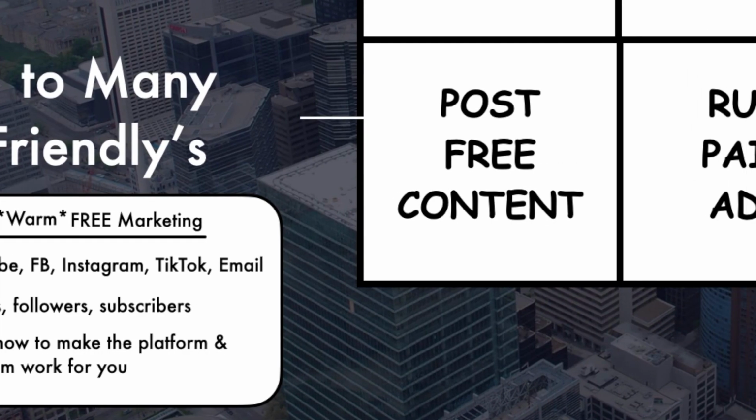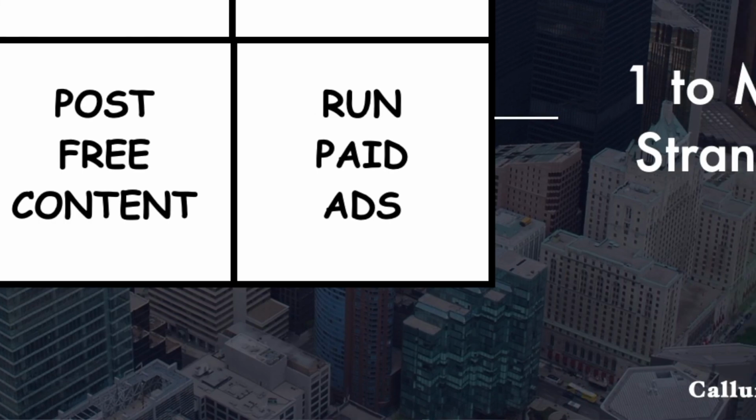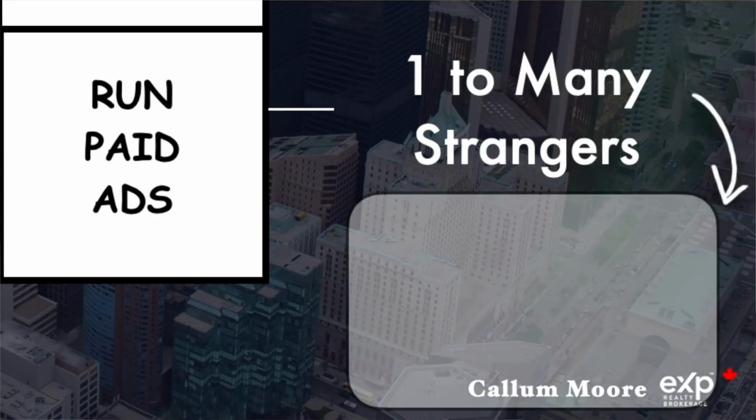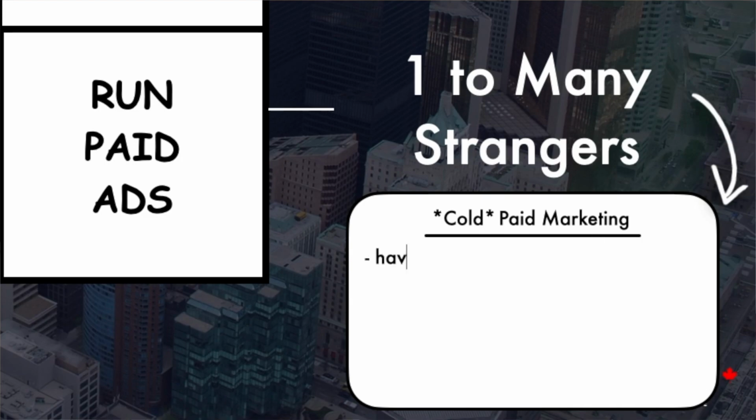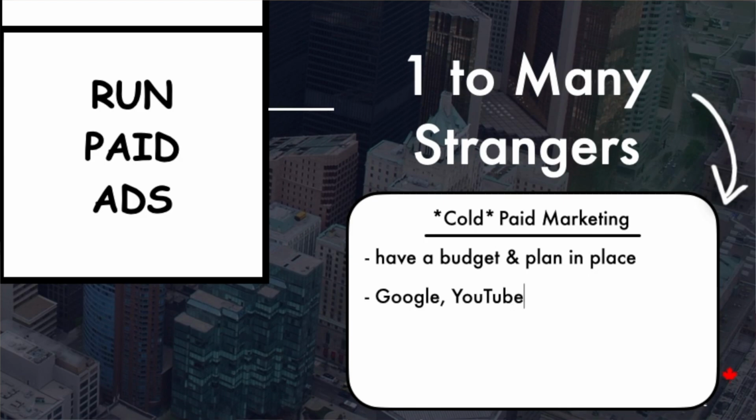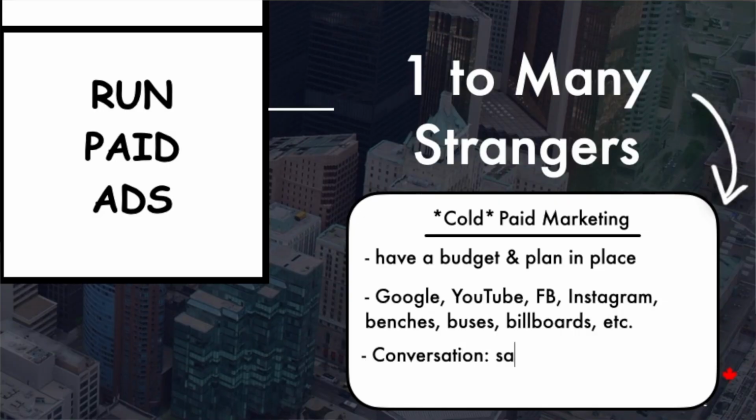Last of the Core 4 is one-to-many strangers. This is essentially running paid ads, isn't it? If you are going to be going down a paid ad route, be sure to know what you're doing. Google, YouTube, Facebook, Instagram, benches, buses, billboards, just to name a few. You will generate leads, of course, but the conversions will happen in the sales calls, the follow-up, and the retargeting.